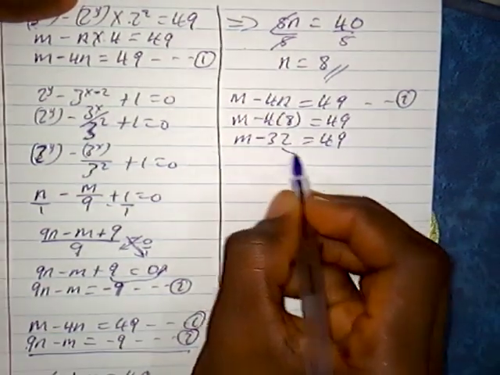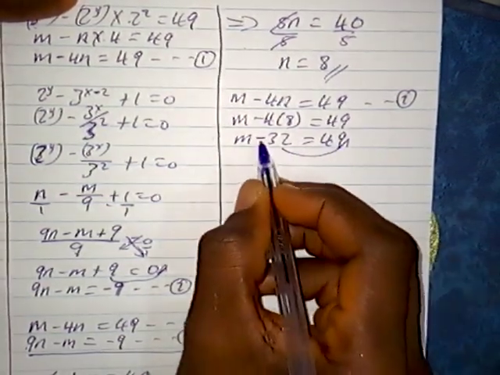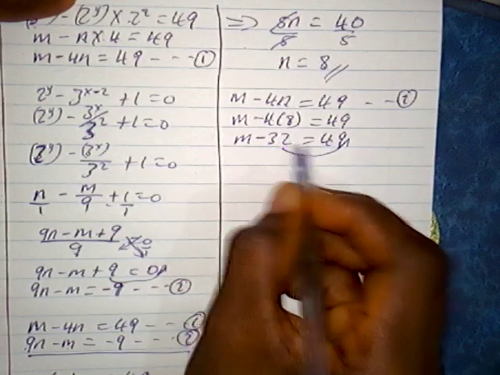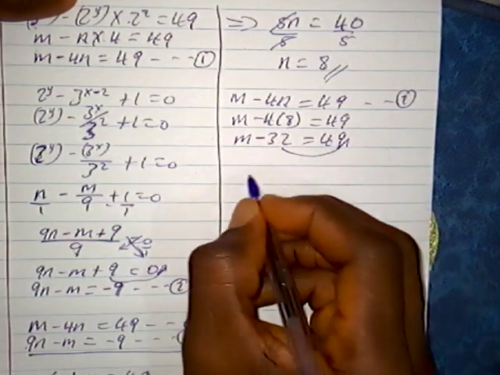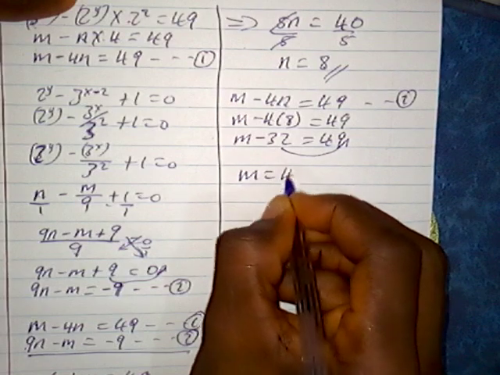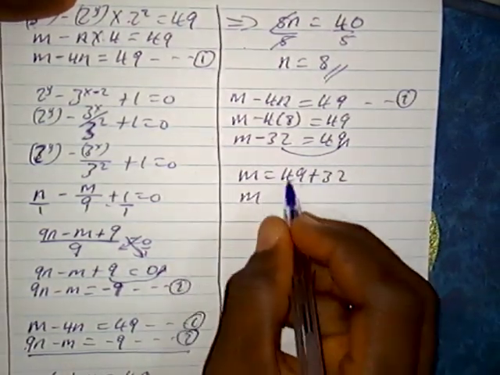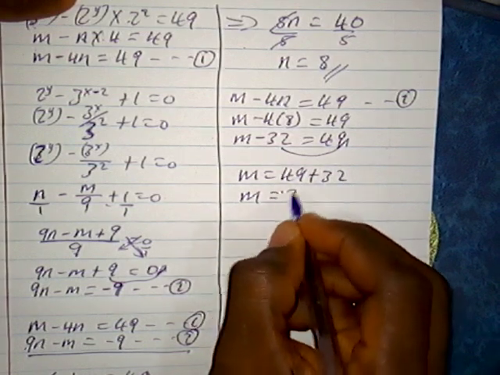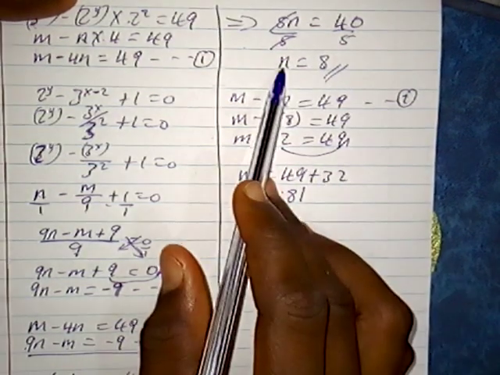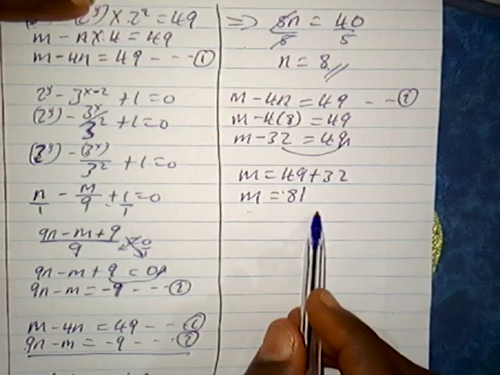What are we going to do? We transpose. Here is minus 32. When we transpose it, it becomes plus 32. So say m is equal to 49 plus 32, right? So what is the value of m if we add them? We are going to have 81. So n is equal to 8, m is equal to 81.